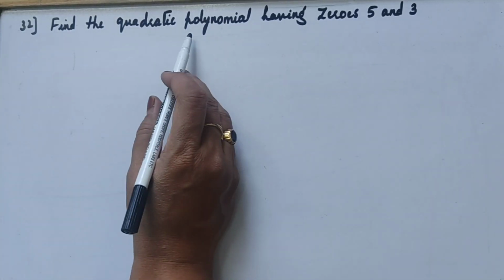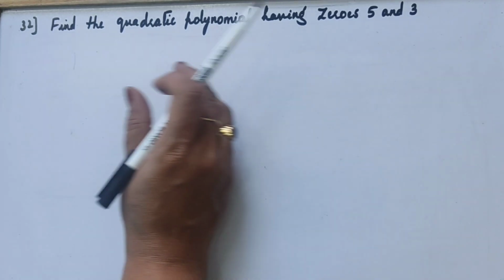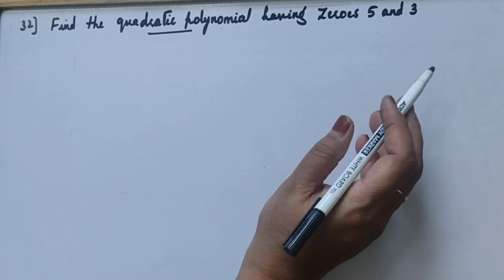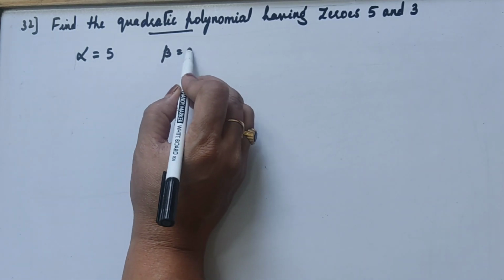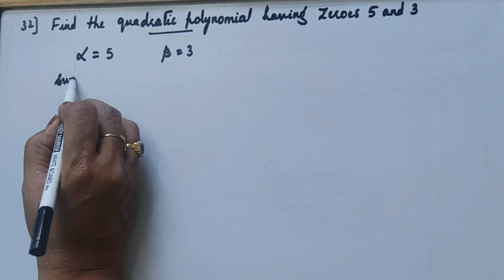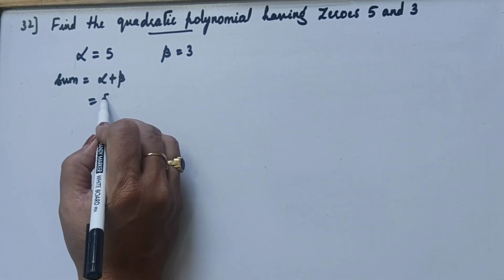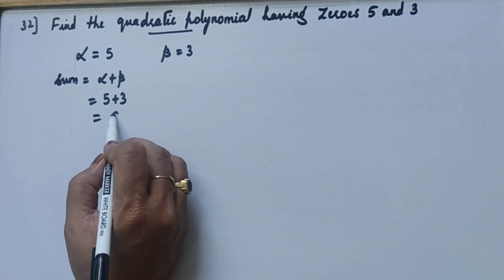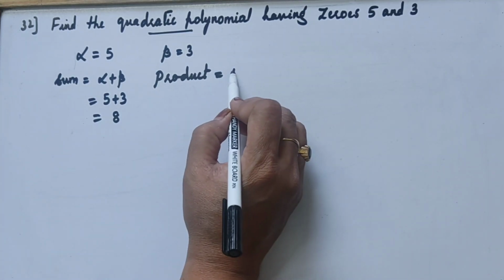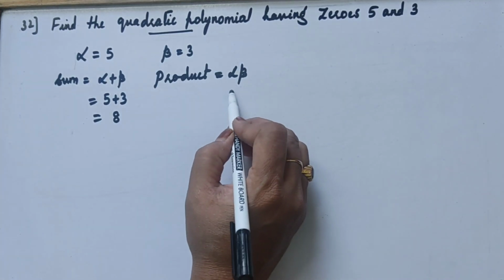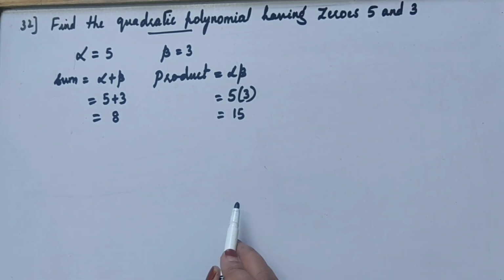We need to find out the quadratic polynomial having zeros 5 and 3. So we need to find out the quadratic polynomial where zeros are given. Let me write zeros. Alpha equals 5 and beta equals 3. The sum will be alpha plus beta. What is alpha? 5 plus 3 equals 8. The product will be alpha beta. Alpha is 5 and beta is 3. 5 3s are 15 we get, right?